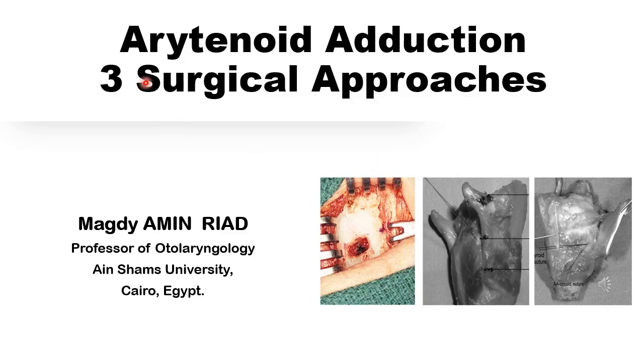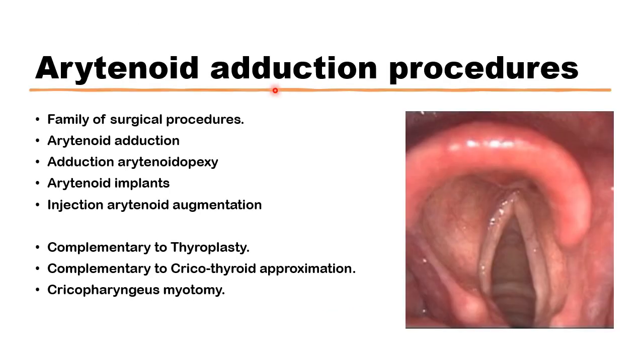Glottic insufficiency caused by posterior glottic gaps, in cases, for example, of unilateral vocal fold palsy, are best managed by arytenoid adduction procedures. These arytenoid adduction procedures are a family or a group of several surgical operations designed to restore the adduction function of a malfunctioning arytenoid in cases, for example, of high vagal paralysis.